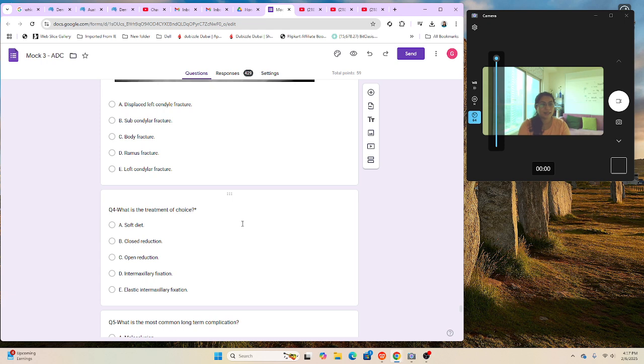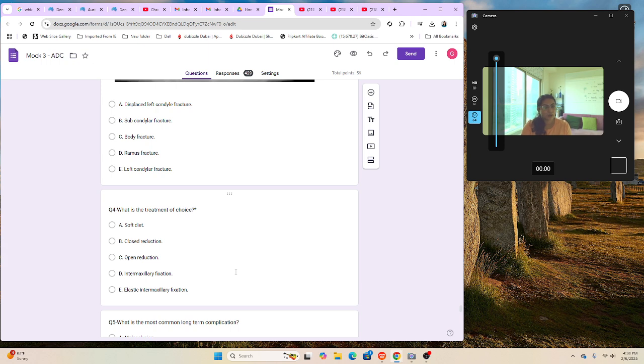Now, what is the treatment of choice? Soft diet, that's a maintenance part. Closed reduction, I don't think so. I think it should be open reduction. And intermaxillary fixation, elastic intermaxillary fixation. Okay. Treatment of choice according to me is open reduction. But in your exam, if the X-ray shows that the two parts are approximate to each other, you can choose closed reduction.